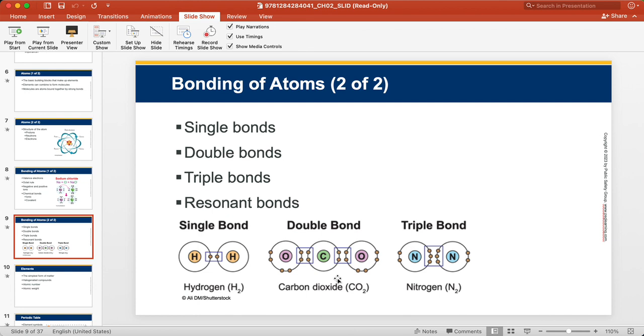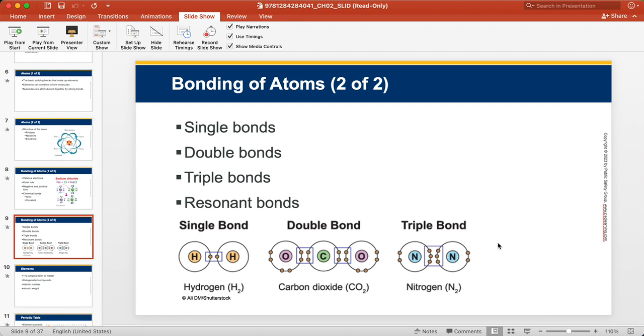You have a double bond. Carbon dioxide has two atoms of oxygen and one atom of carbon, bonded on either side. You'll notice it's 1, 2, 1, 2, 1, 2. Hydrogen is 1, 1, and then a triple bond, where there are three together. It's the number of valence electrons that are actually sharing and binding together that cause it to be a single, double, or triple bonded atom.